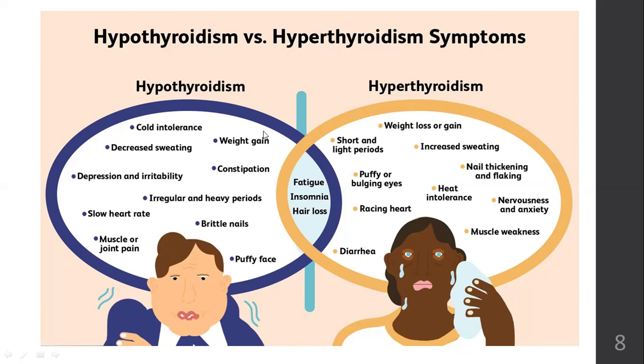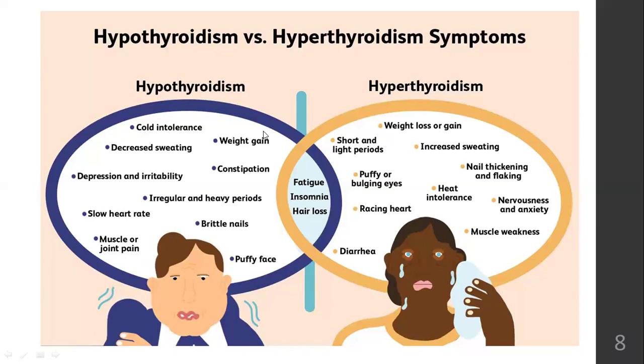Hyperthyroidism: weight loss, weight gain. Okay, it can be weight loss or weight gain, but usually it is weight loss. Short and very light periods. Okay, increased sweating, because too much thyroid hormone will rush your blood towards the skin surface, and there is a lot of heat elimination from your body. And that's why you will always be sweaty.